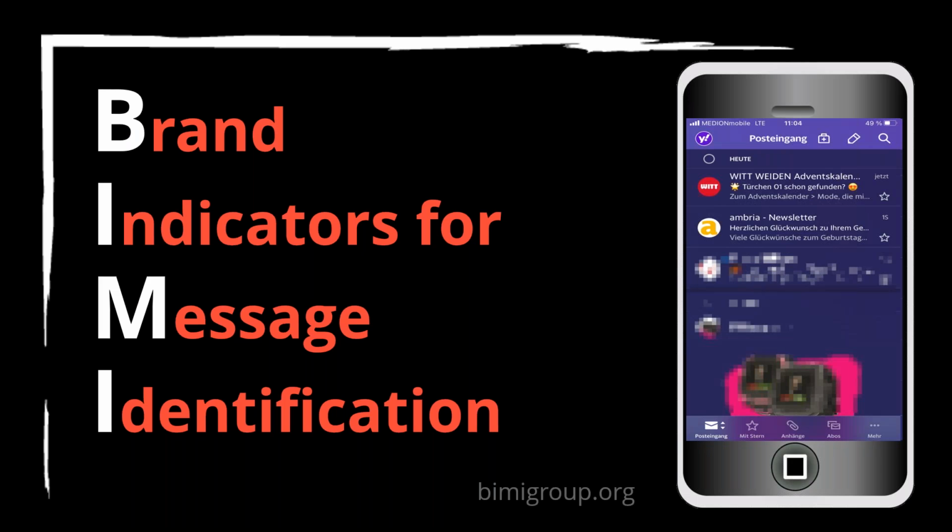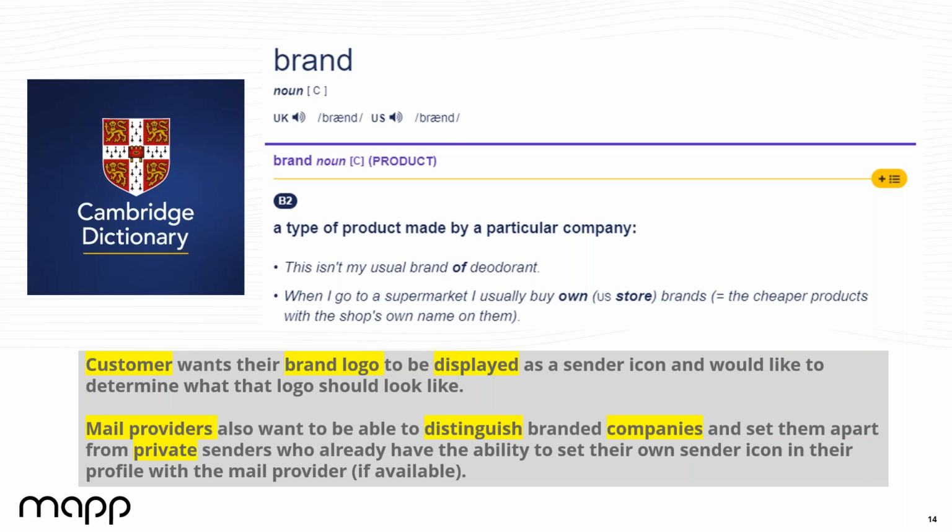And now the same for BIMI. Brand Indicators for Message Identification, as I mentioned, is a trust mechanism. And we see two nice examples on the right side. What a brand is, probably everybody knows about that. The brand is your company. The brand has a logo, and you want to have it displayed.